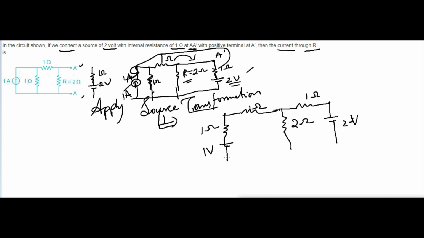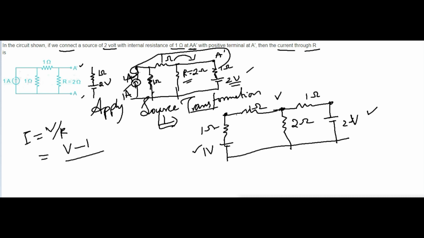So 2 volts, sorry. After this, you want to do a nodal analysis. Take this node voltage V, and at this point apply the current, which is V by R. You apply it for this one, this one, this one. Taking the first one, you get V minus 1 volt, divided by, what is the resistance connected with the 1 volt? 1 ohm plus 1 ohm is in series, so it is 2.